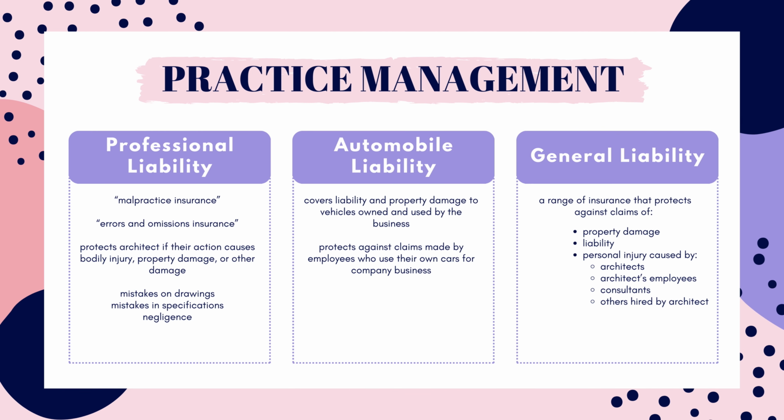So, professional liability insurance is also sometimes called malpractice insurance or errors and omissions insurance. It protects the architect if their actions cause injury or property damages due to mistakes on drawings or specifications, as well as negligence. Automobile liability covers vehicles owned by the firm and those used for business. It also protects the firm from claims by employees who use their vehicles for business.